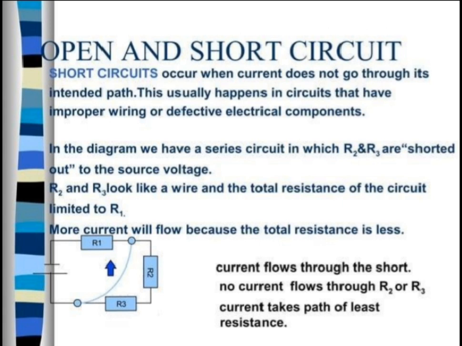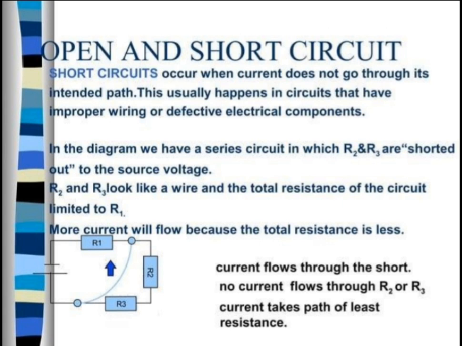Then a short circuit is an unintended path for current to flow, often bypassing the intended load, like a light bulb. So think of a wire directly touching another wire, creating a low resistance pathway. An example of a short circuit is a frayed wire in a toaster touching its metal casing. This creates a short circuit, potentially causing sparks, overheating, or even a fire.